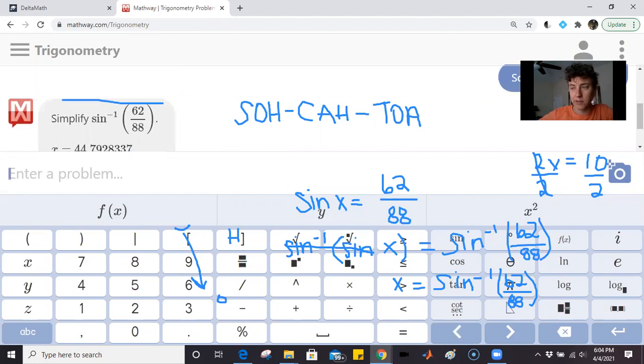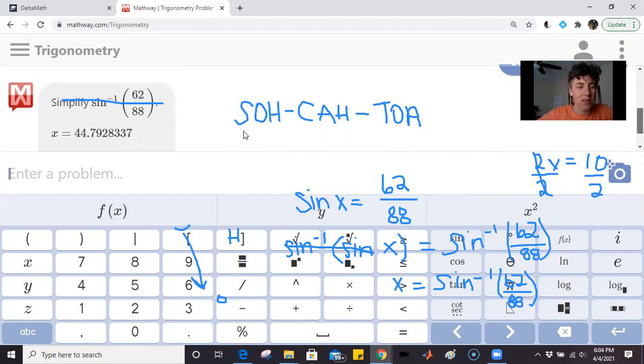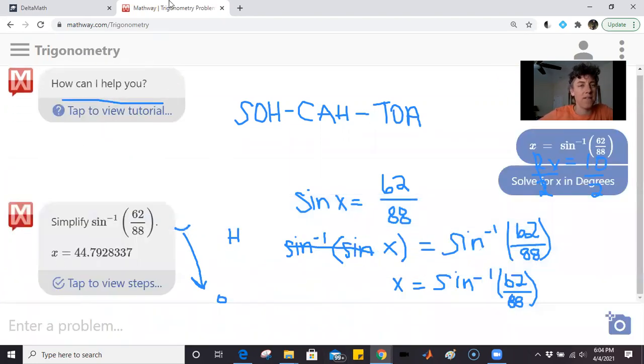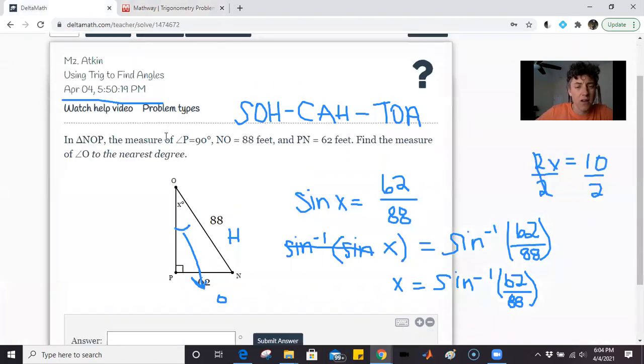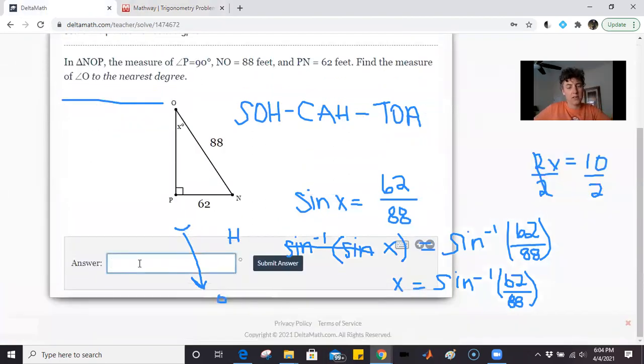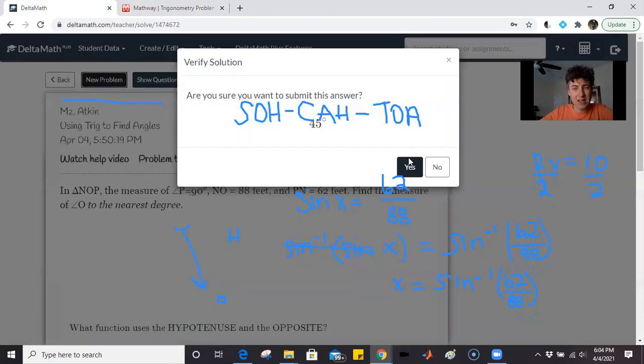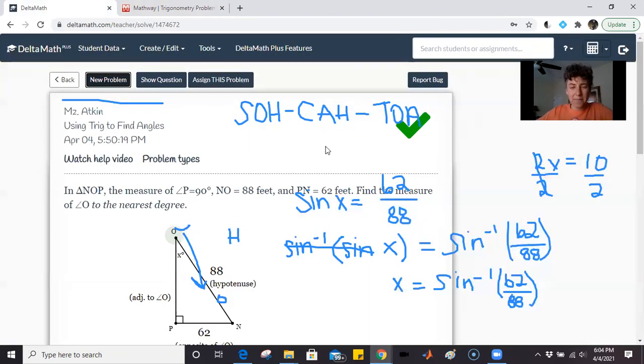It is now working. So rounding to the nearest whole number, we're going to get 45 degrees. 45 degrees should be our answer. Submit. Yes.